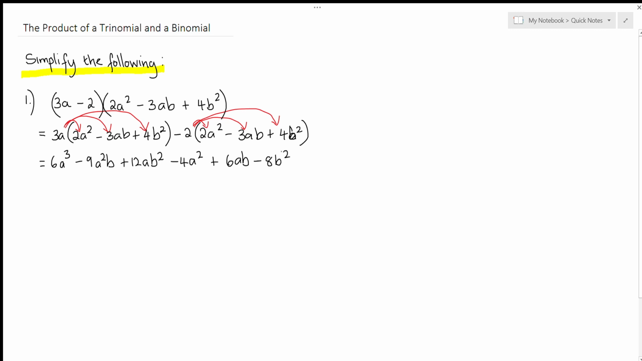The next step is to look at your final answer and check to see if you have any like terms that you could add together. In this case, we do not have any like terms, so this would be your final answer.